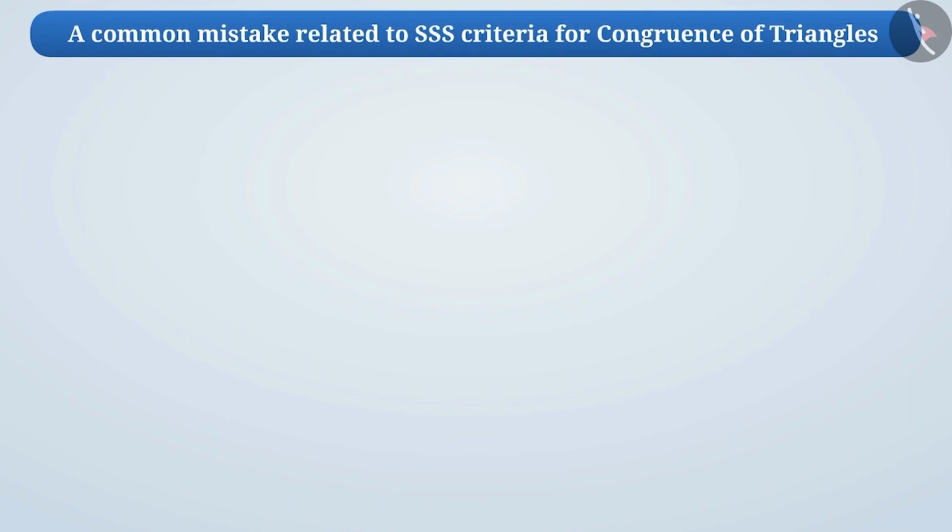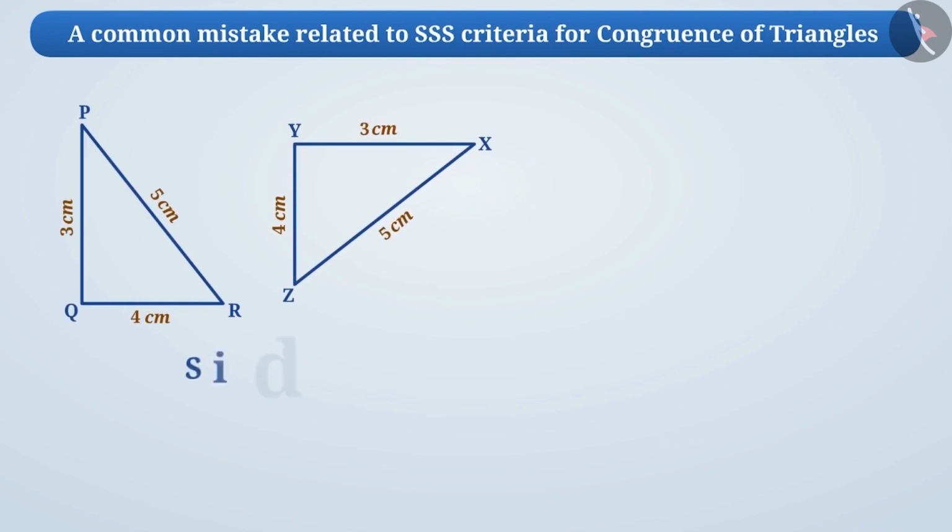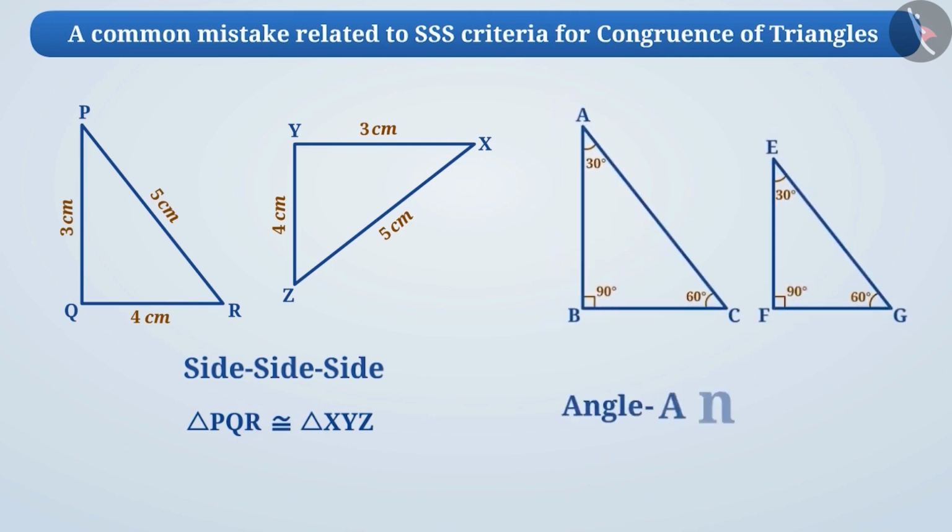Now let's understand the common mistakes children make. When students learn that two triangles can be congruent by the side-side-side criterion, they wrongly begin to believe that two triangles can also be congruent with angle-angle-angle criterion. This misconception is termed as AAA criterion. Let us discuss whether this understanding is right or wrong.